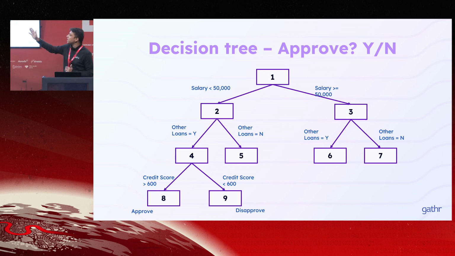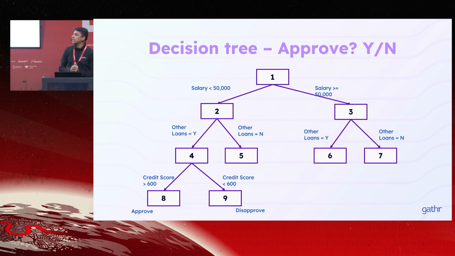If salary is less than 5,000, you go on one track. If the salary is greater than 50,000, you go on another track. Similarly, if there are other loans, or if the credit score is, let's say, greater than 600, you pass through all the nodes of this tree, and when you finally reach the leaf node, you take a decision whether to approve or disapprove. So this was the model used for approval and disapproval.